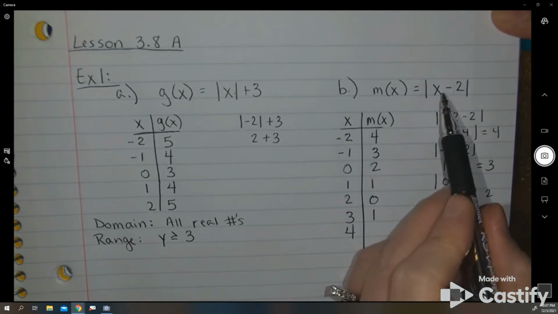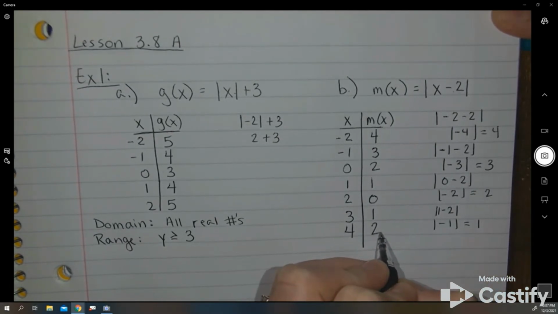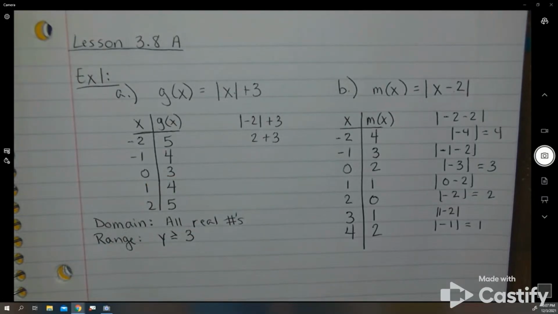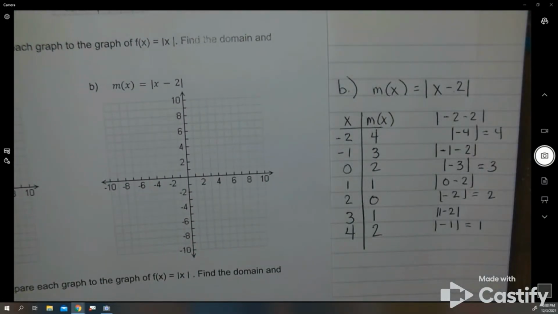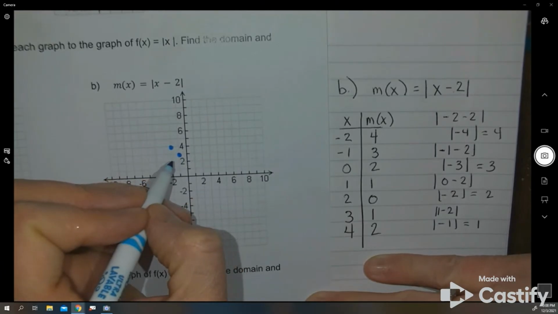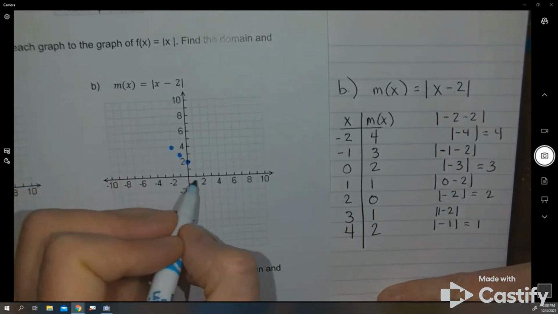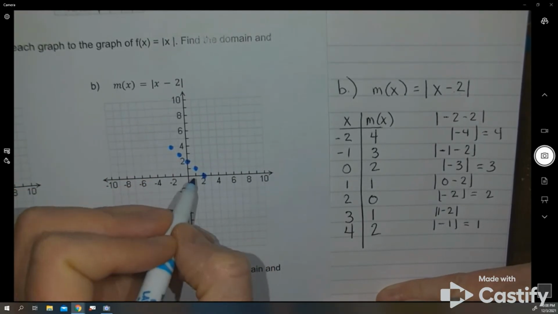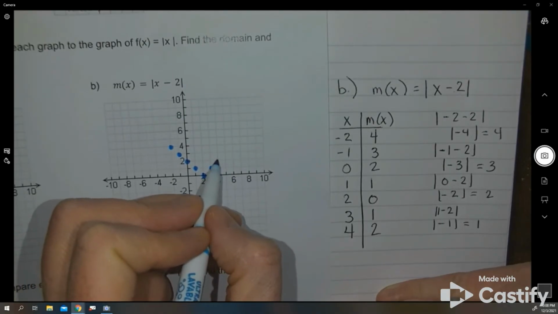And we'll go one more. 4 minus 2 is 2. Absolute value of 2 is 2. So notice now we've kind of started to see the shape that it makes, so we can be sure that it does make the V shape that we're looking for. So for this one, we have -2, 4, -1, 3, 0, 2, 1, 1, 2, 0, 3, 1, 4, 2.